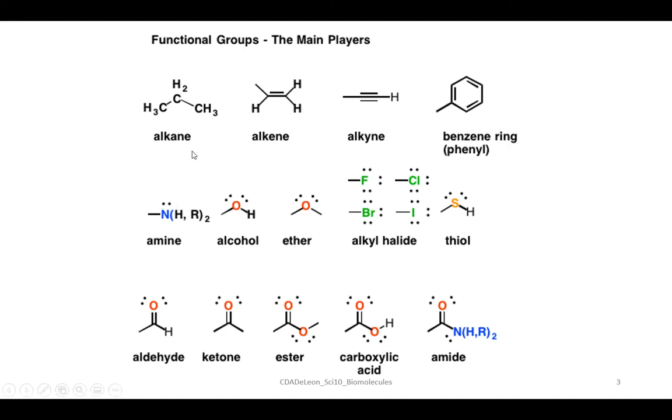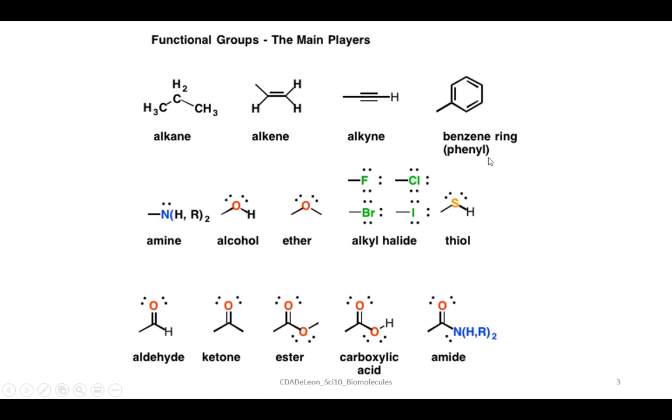First is alkane. Alkane is any of the series of saturated hydrocarbons, including methane, propane, and higher members. Alkene, look at the double bond, is a hydrocarbon that contains a carbon-carbon double bond. Alkyne is an unsaturated hydrocarbon containing at least one carbon-carbon triple bond.